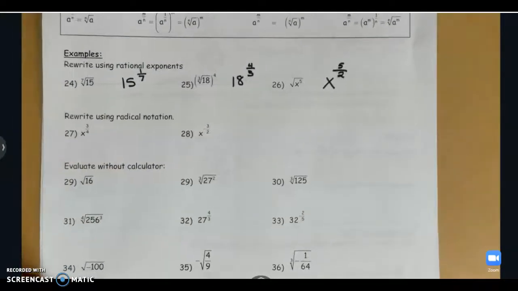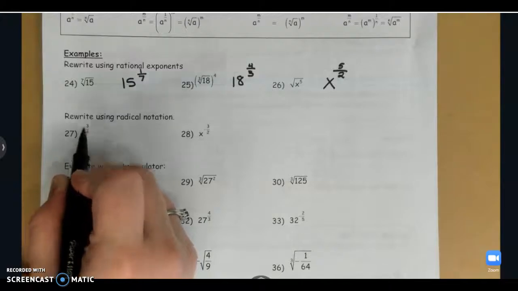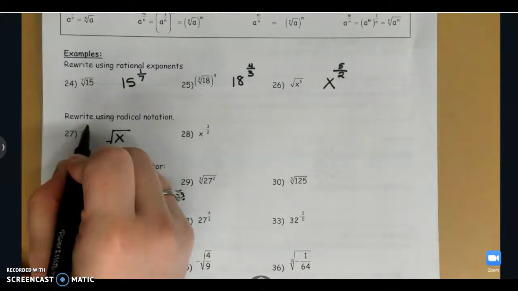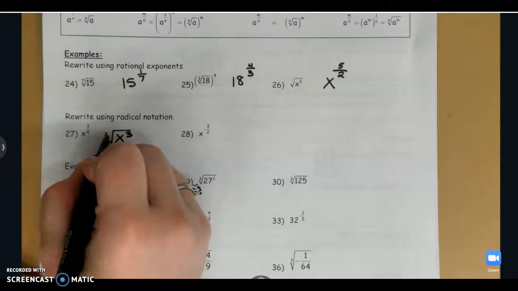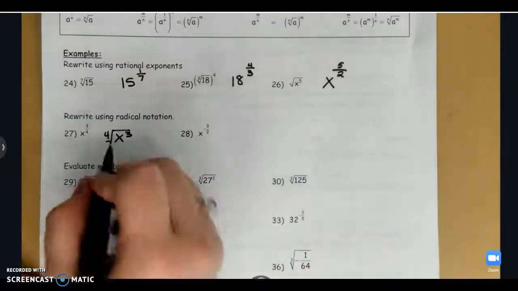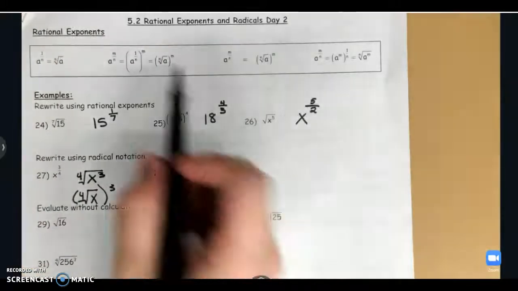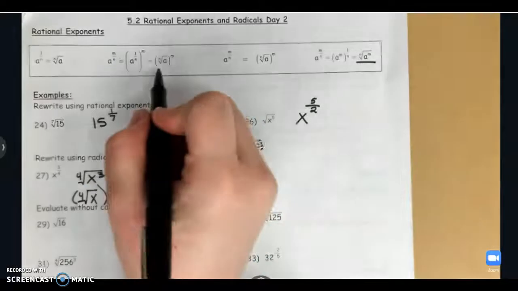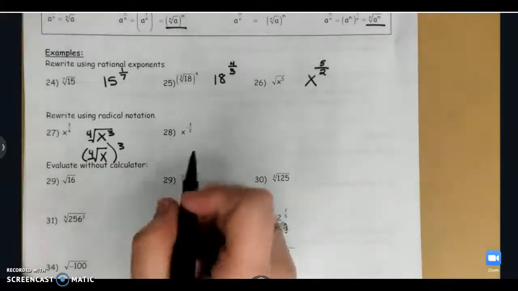Now on 27 and 28, we're going the other way around. We're going from rational exponent form into radical form. The thing that's being raised to the exponent, that's what's going to be inside of your radical. My numerator indicates the power on my radicand, and the denominator indicates the index. So here's one way to write that, or you could also write it this way. Just as we saw above, this comes from a to the m over n power. Both of these are acceptable ways to write that in radical form.